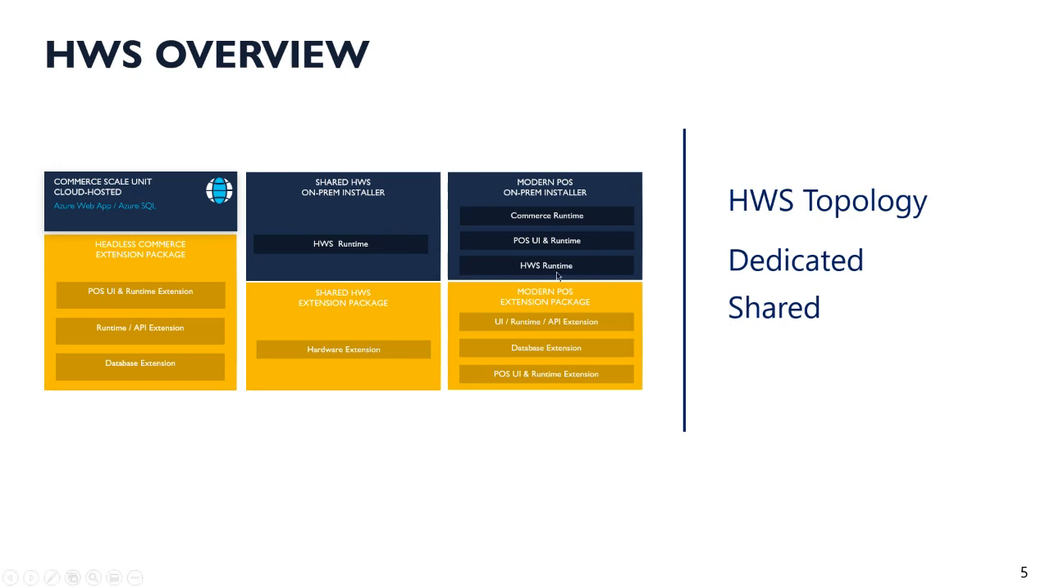Dedicated is primarily used by the modern point of sale. Shared is used by both the cloud point of sale, which is hosted in the CSU or on-prem, and it can also be used by the modern point of sale. So based on your topology, you can decide. Dedicated can be used only by the modern point of sale. If it's the CPOS, the browser-based point of sale, then you must use the shared hardware station. Again, the shared hardware station can also be used by the modern point of sale. With that brief introduction, let's get into the next topic.